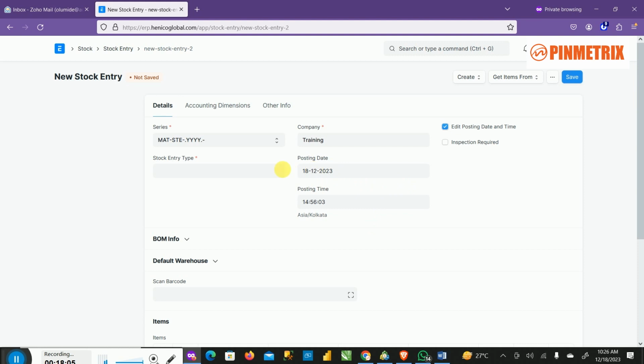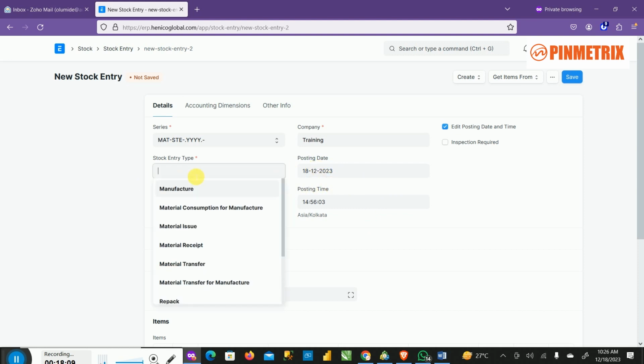So I'll just put today's date here. Let's assume it's today. Then the stock entry type. This is more like a transaction type. You understand? This is more like a transaction type. Now, what we are trying to do is to receive the stock.